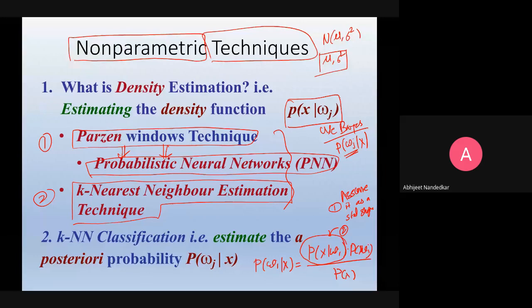So this is one way. The second or third rather is called k nearest neighbor classification, where we estimate directly from data probability of omega j given x. Okay, and these methods are quite popular till now, where we do this estimation directly from data. So we will move slowly from the first two methods, then we will see what is the third method, which is, as I said, very popular.